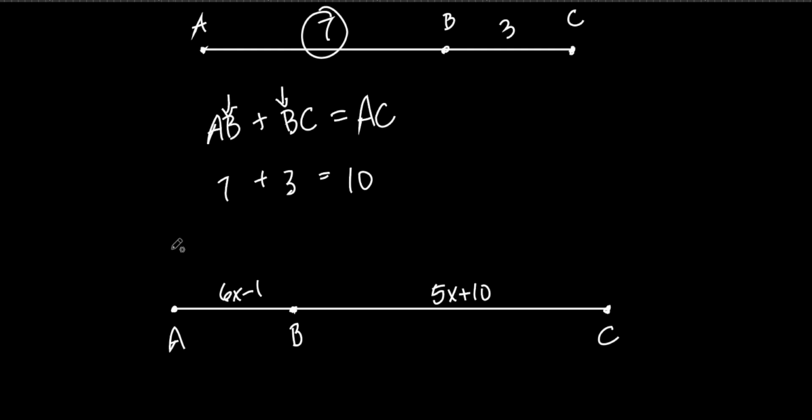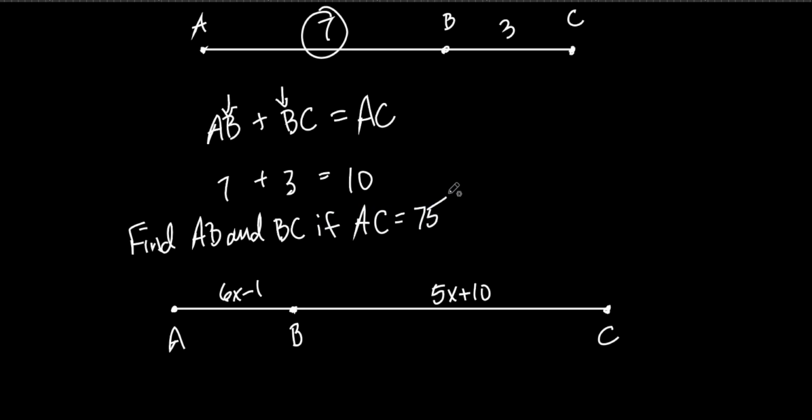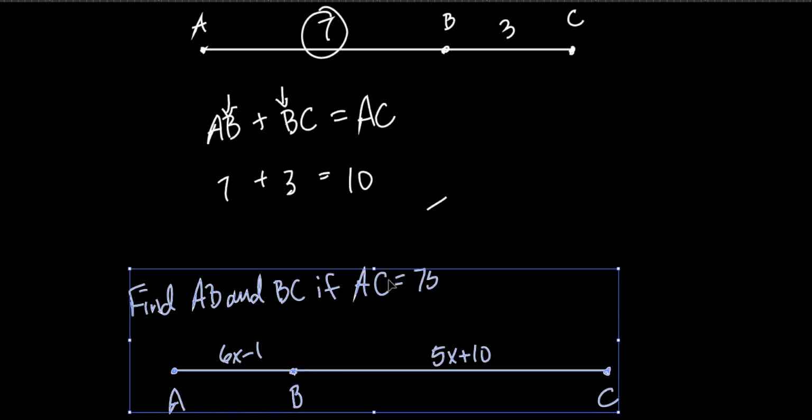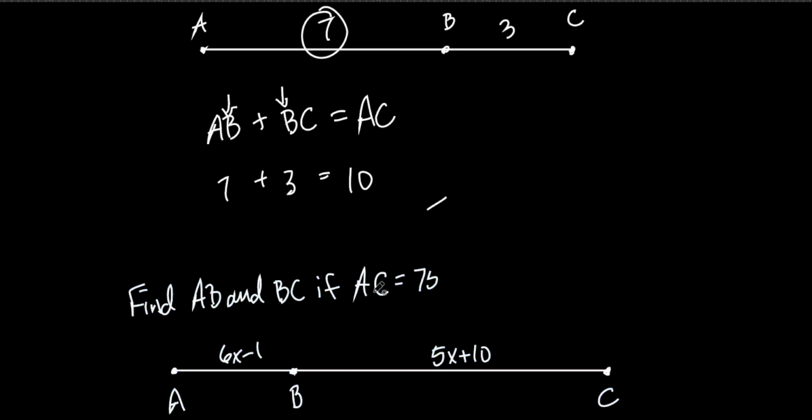Now, they tell you, here's the problem. It says, find AB and BC if AC is equal to 75. Here's the problem. This is a style problem that you will see. Whoops. Didn't include the top of that 5, did I?